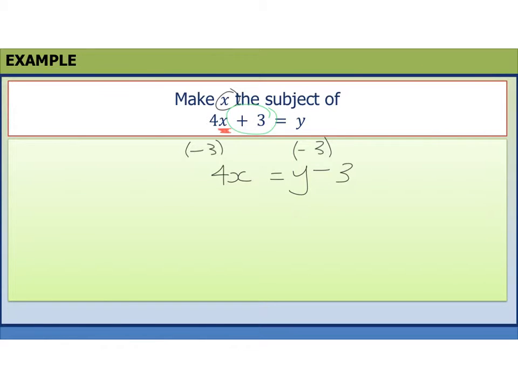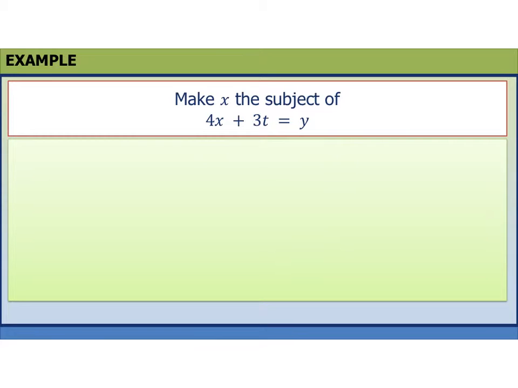Now, again, I'm still looking to get x on its own. So what I need to do is divide by 4, because that's the opposite of timesing by 4. So on the left hand side, I've got 4x divided by 4. Well, the times by 4 and divide by 4 are opposite, so I'm left with just x. And on the right hand side, I've got to do a division, but it's got algebra in it, so I can't actually do the division. So I'm just going to write it as a fraction. y minus 3 over 4.